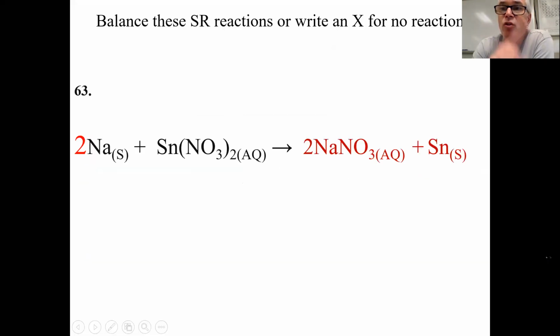Now it's balanced. 2 sodiums in the front, 2 in the back. 1 tin in the back, good. Double nitrate, 2 nitrates, now it's balanced. It's in a 2-to-1 to 2-to-1 ratio.